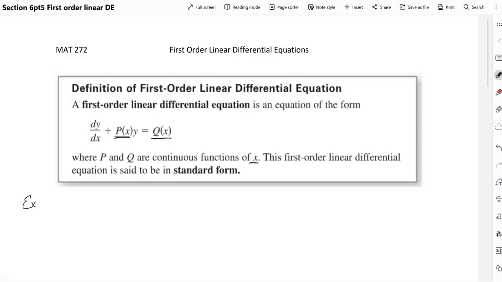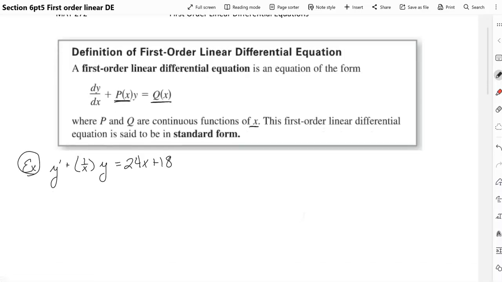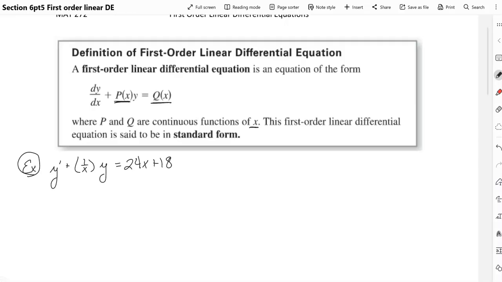Let's say we have y prime plus 1 over x times y is equal to 24x plus 18. So we've got it in proper form. I like to call this proper form, where there's a 1 in front of that first derivative. Notice that that function in front of y is in terms of x, and that function that's on the other side of the equals is in terms of x. So that's how we know this is first order linear. So this is our standard form.